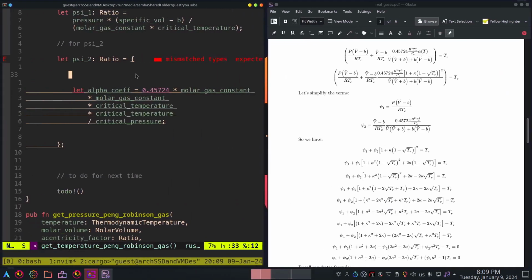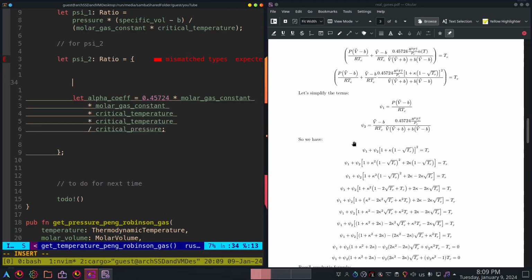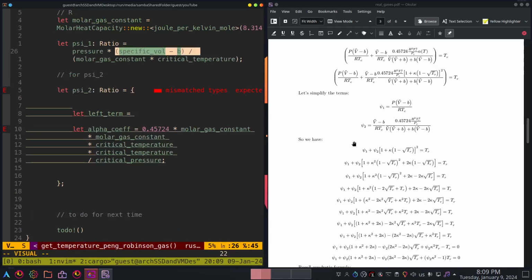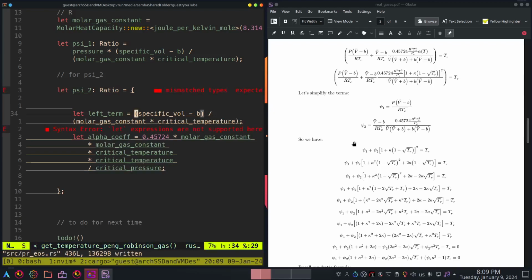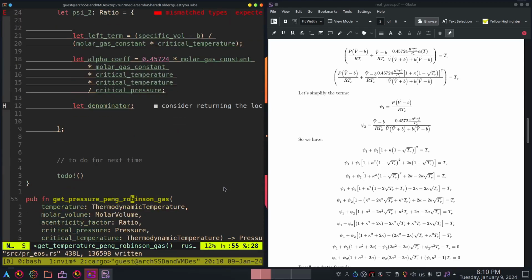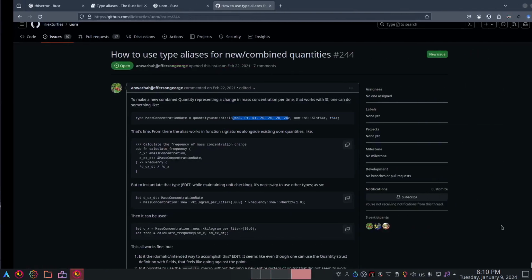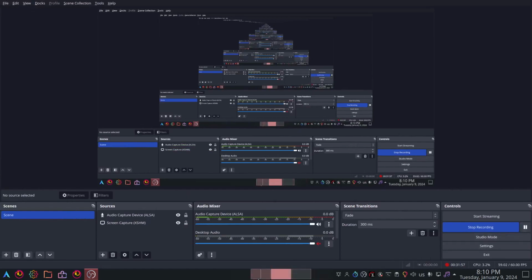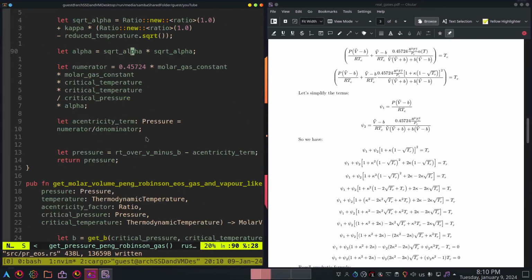Anyway, let me demonstrate this and hopefully things will clear up. So I will have this little left term equal to the specific volume minus B over molar gas constant times critical temperature. So this is this left term right here. Then I will have a denominator. Okay, so what's the denominator? Where's the denominator?